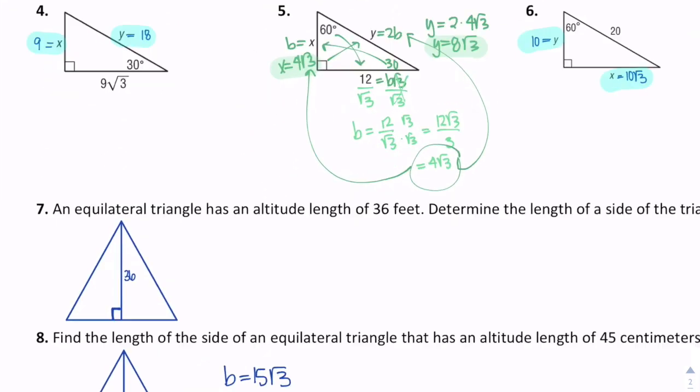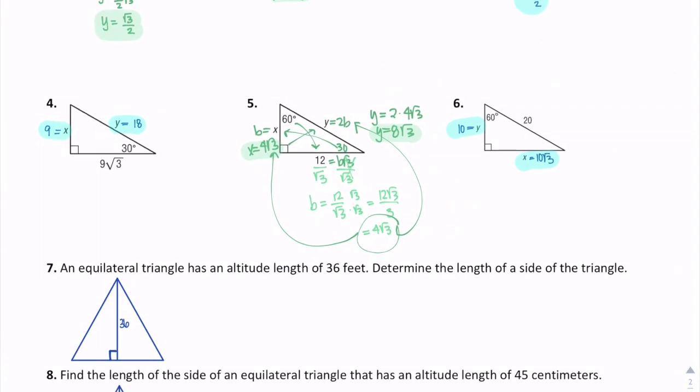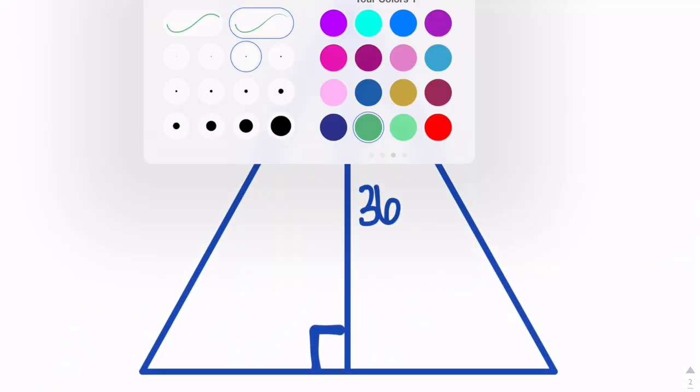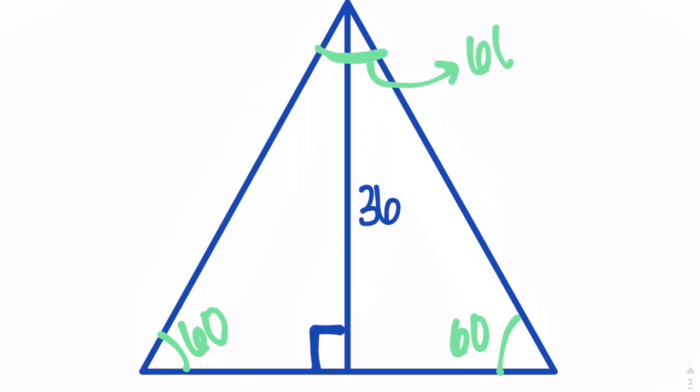Let's look at number 7. An equilateral triangle has an altitude length of 36 feet. Determine the length of the side of the triangle. All right, something we know about the equilateral triangle, each angle measure is 60 degrees.